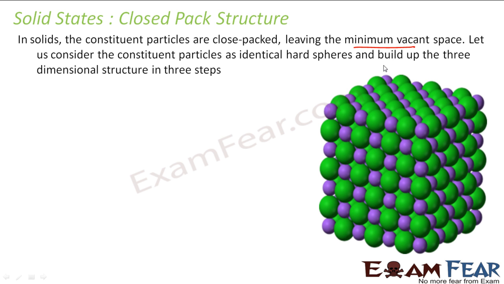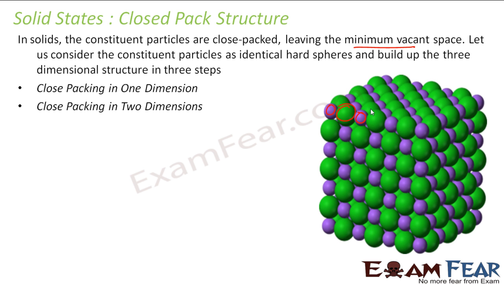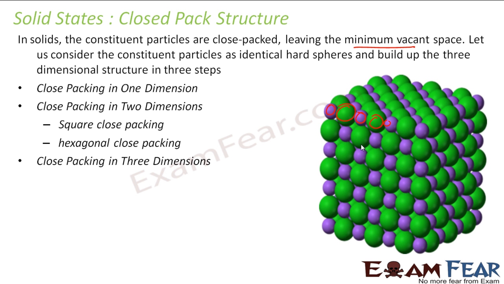So let us consider a constituent particle as identical hard spheres, and they are built in 3 dimensions. If you see, there are 3 dimensions, right? So let's start building this. This is something which we see in NaCl. To build this, let's start with 1 dimension and then do a second dimension. First put this in the 1 dimension row, then 2 dimension, XYZ, and then 3 dimension. In 2 dimension we have 2 options, square packing and hexagonal packing, and in 3 dimension again we'll have square packing and hexagonal packing. So we'll study this now.